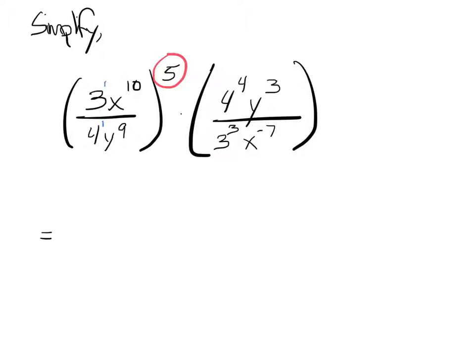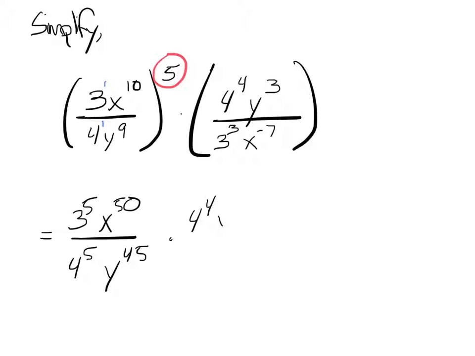So applying that exponent right there will give me a 3 to the 5th, an x to the 50th, a 4 to the 5th, and a y to the 45th, right there. And then I'm multiplying that by this expression 4 to the 4th, y to the 3rd, over 3 to the 3rd, x to the negative 7.